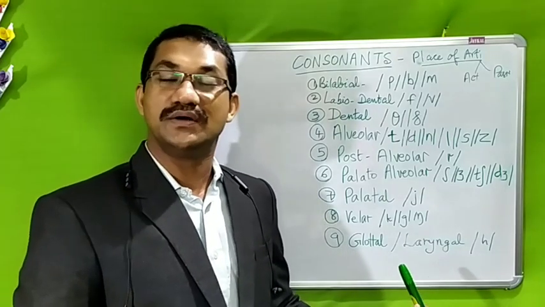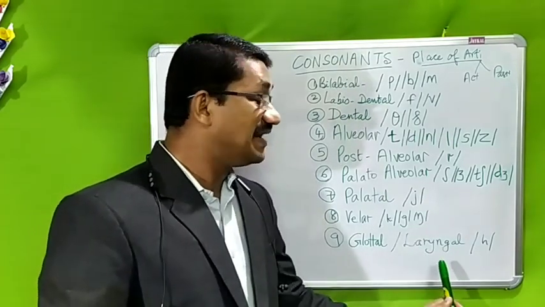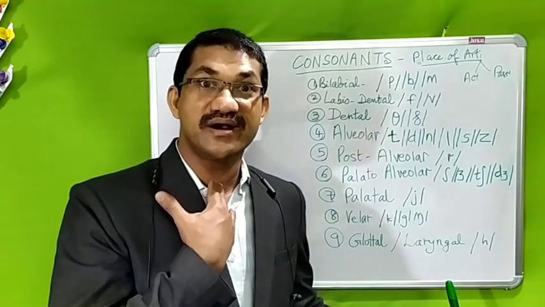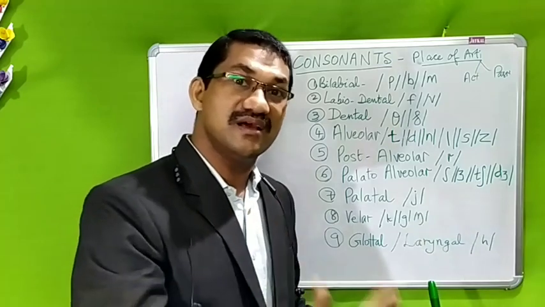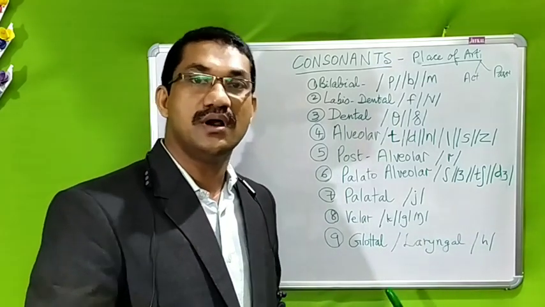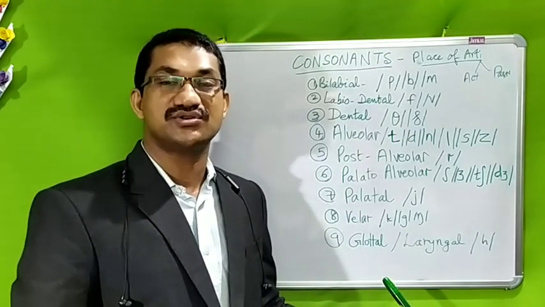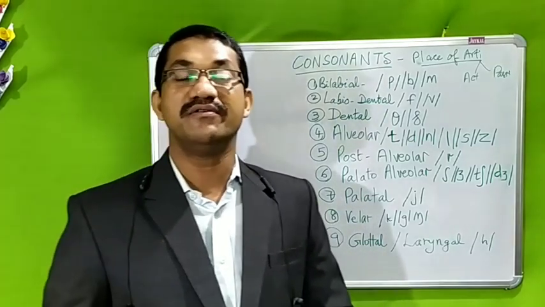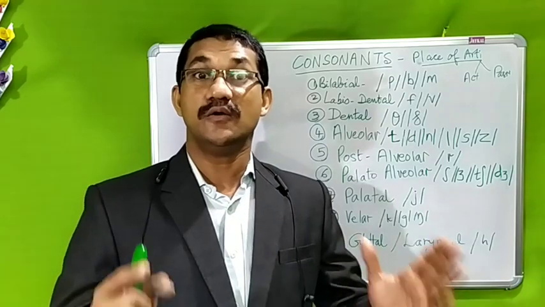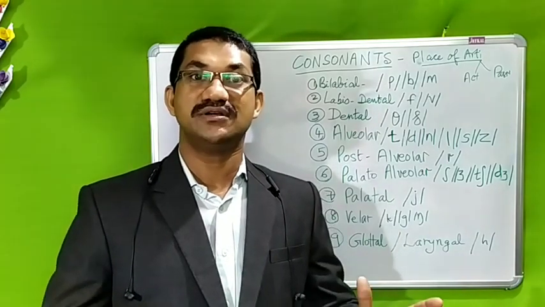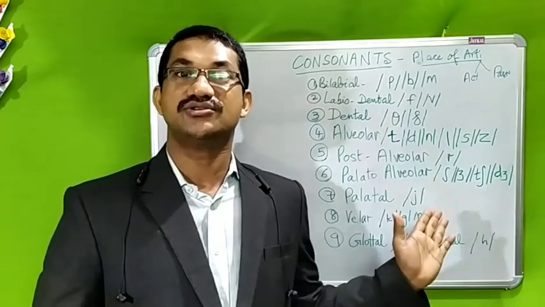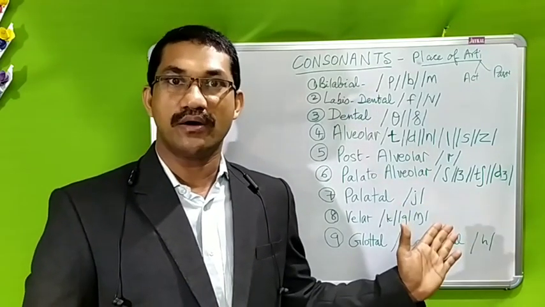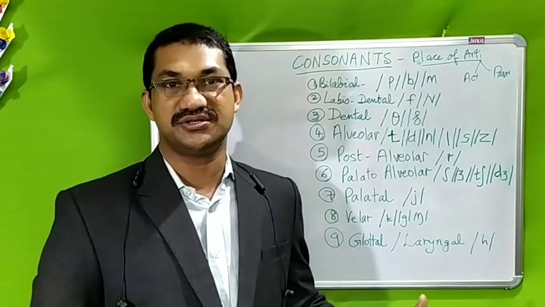Glottal consonants are also called laryngeal consonants, because of glottis, larynx. That is another expression for the 9th category of consonants based on place of articulation. Now we are going forward to look at each of the consonants under each of these 9 groupings, based on the place of articulation.